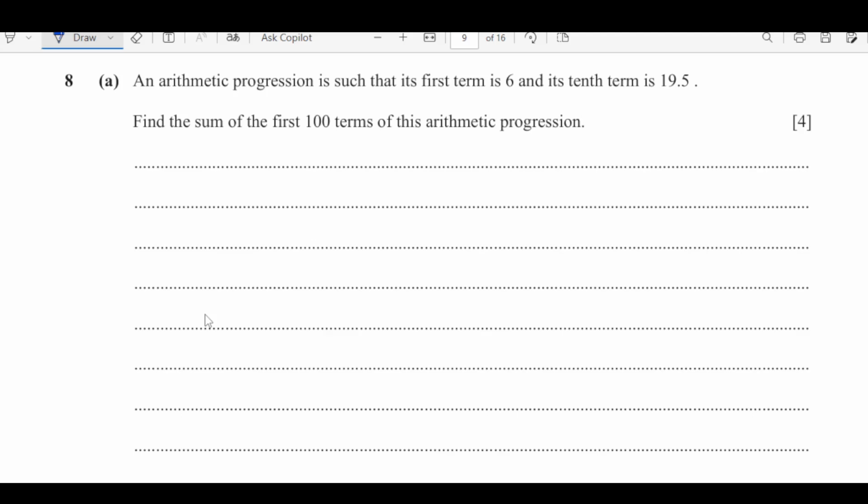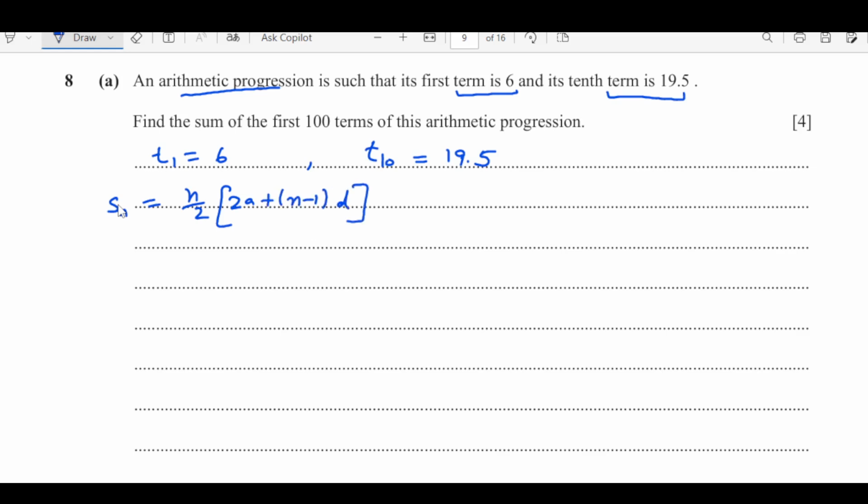So question 8a. An arithmetic progression is such that the first term is 6 and its 10th term is 19.5. So T1, the first term, is 6 and T10 is given to us as 19.5. Find the sum of the first 100 terms of the arithmetic progression. To find the sum of 100 terms, you know the formula: Sn, the sum of n terms, is n over 2 times (2a plus (n minus 1) times d).